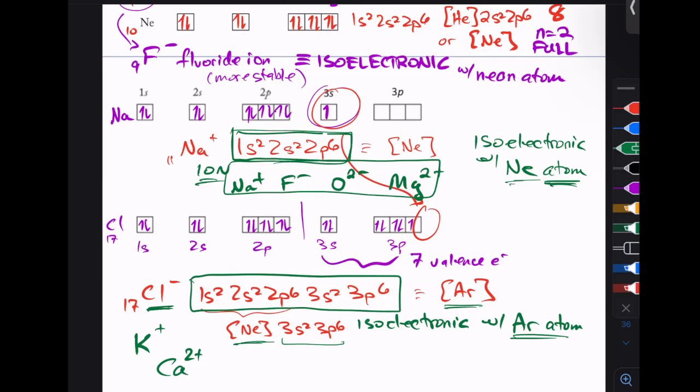What if we're more than 1 below argon? What's S? What's capital S? Sulfur. What's the charge on sulfur? It's 2 minus. Okay, we can even go beyond that. We can go phosphorus and become the phosphide ion, 3 minus.